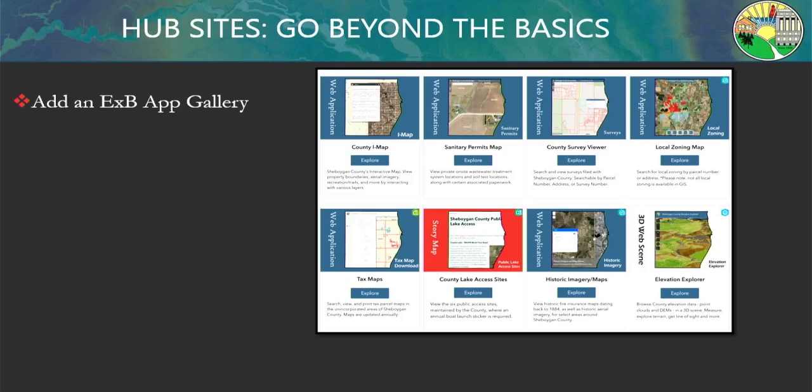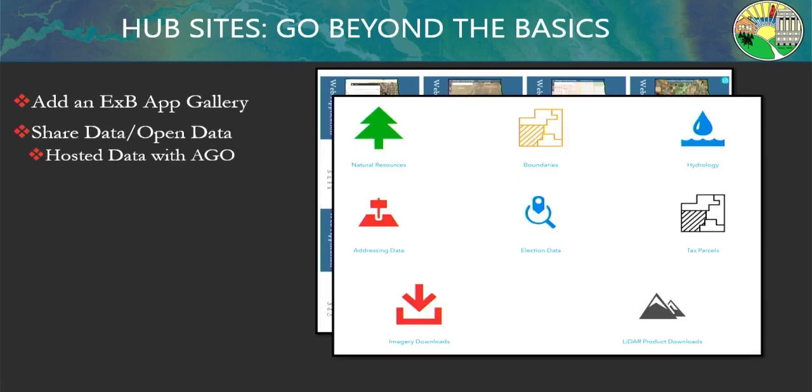Instead of using the built-in hub tools, any of you that have a hub site are probably familiar with the gallery tool where you can embed content. We took a different approach and actually used an Experience Builder app as our app gallery and then embedded that in our hub site. I'm going to touch on a little bit of our open data site and how that's laid out and organized, and how we use hosted data in AGO for our open data.